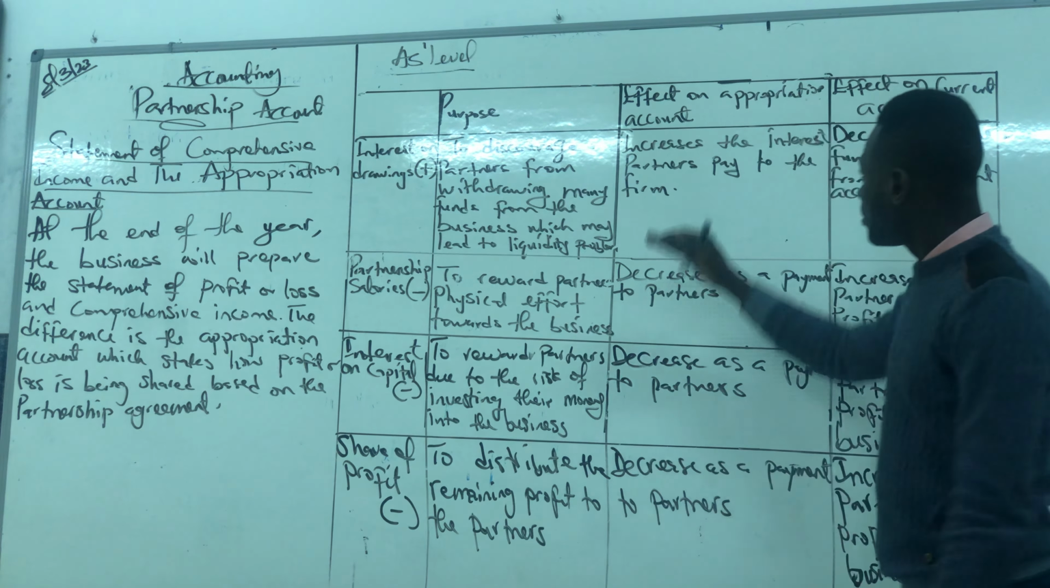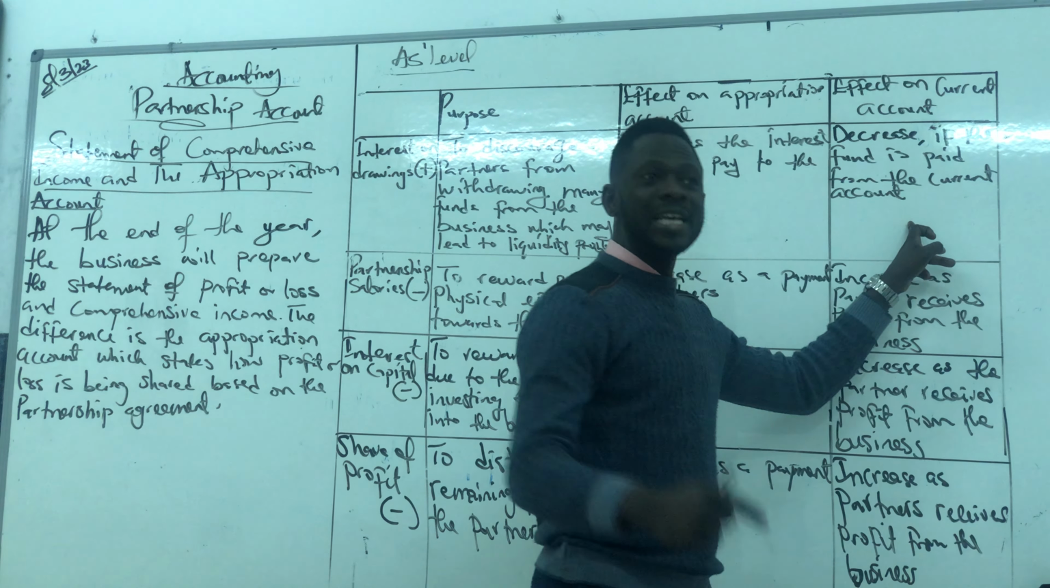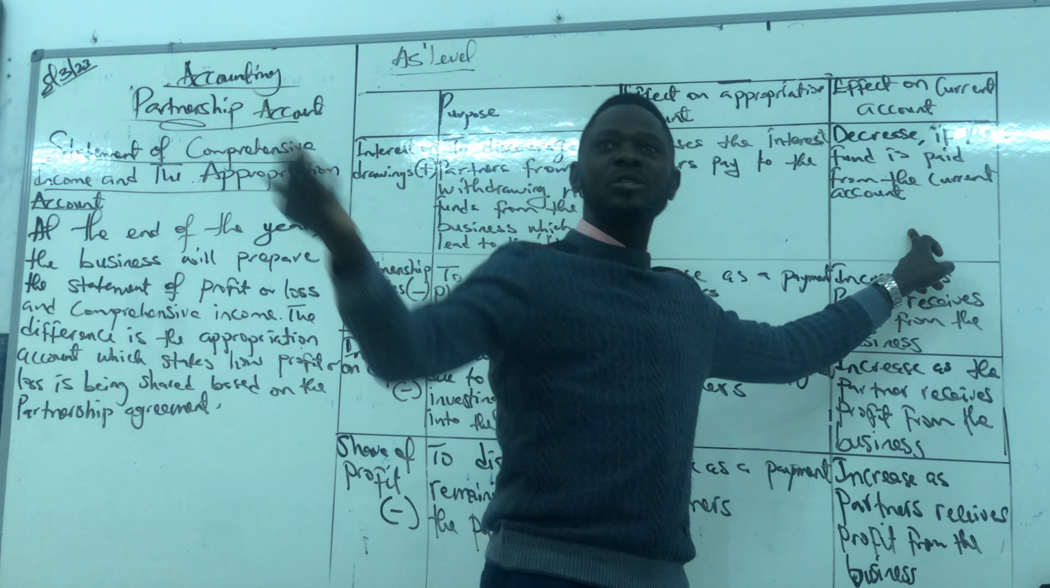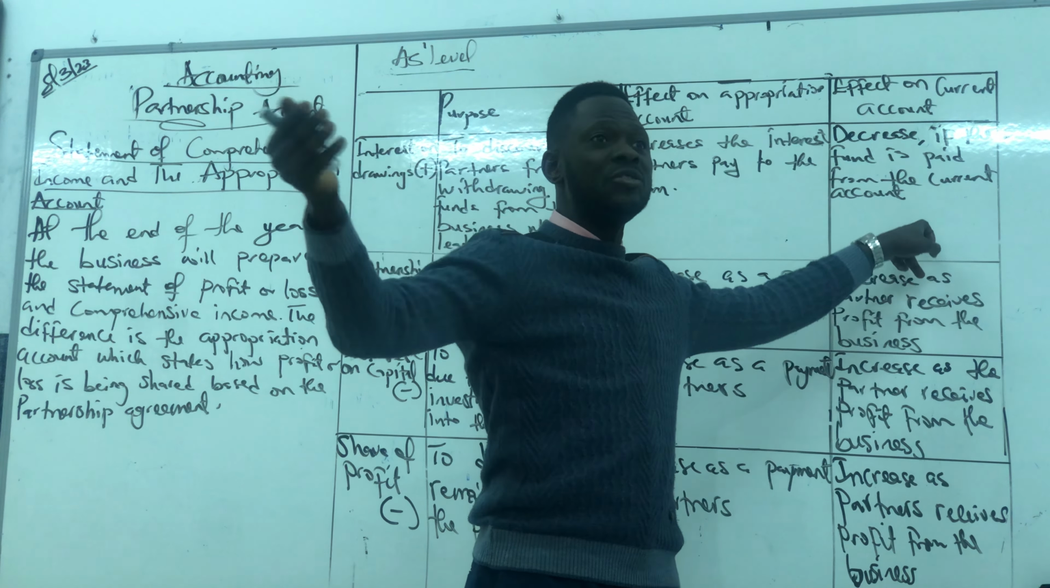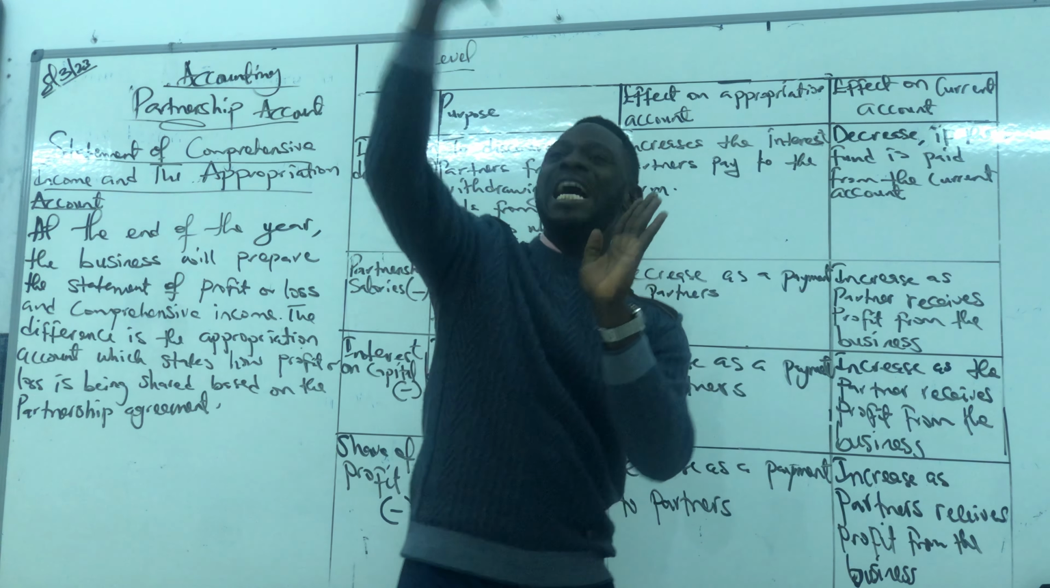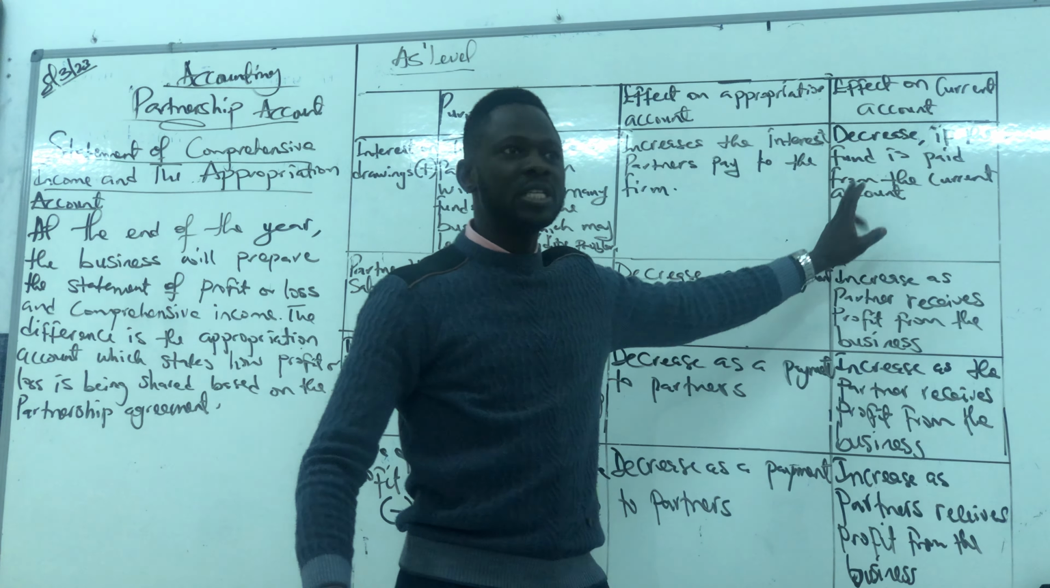What effect does it have in the appropriation account? It increases the interest partners pay to the firm. So partners will have to pay more interest to the firm. Then what happens to the current account? Please put it in your mind: interest on drawings has an effect in both accounts. In the appropriation account, it will increase because partners are paying more into the business. In the current account, partners' balances are reduced by the interest paid to the business.